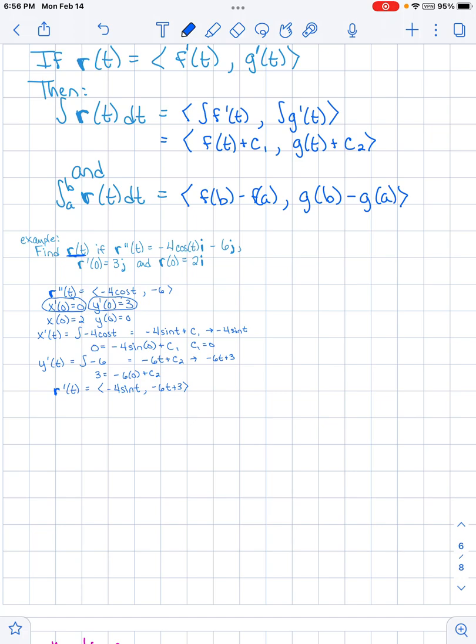We're going to find the x component and the y component. So we know that x of t will equal the antiderivative of negative 4 sine t. Antiderivative of that is 4 cosine t plus some constant.